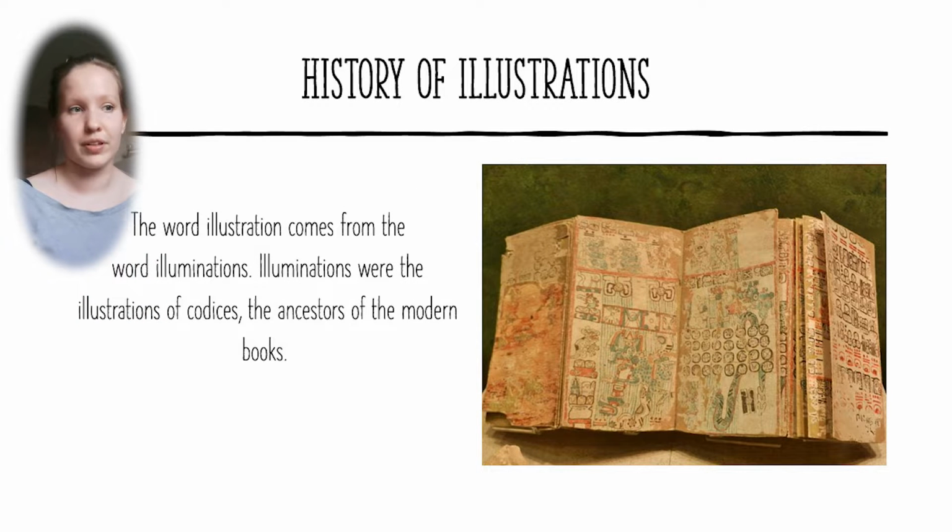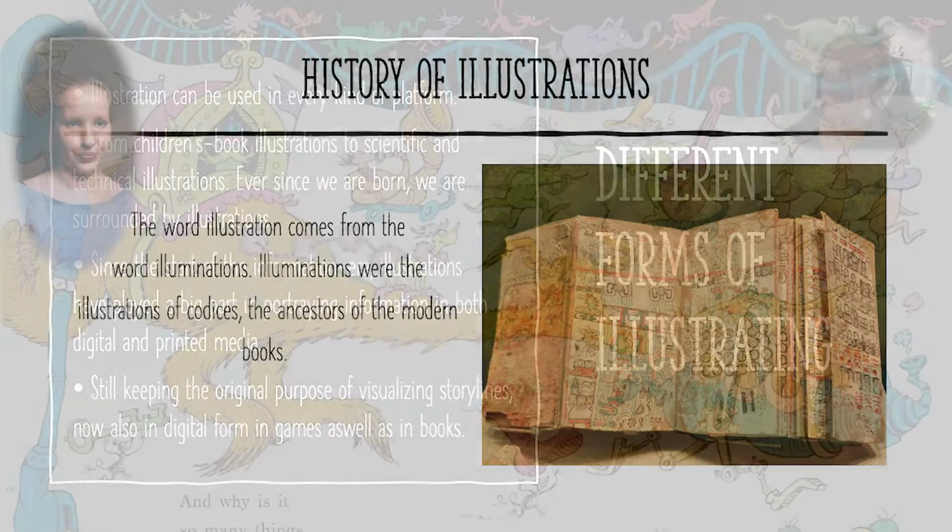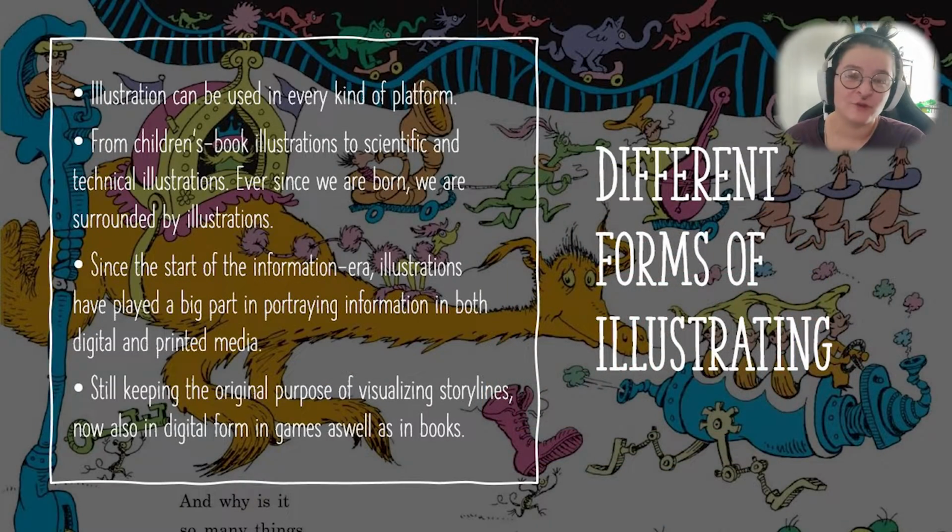So about the history of illustrations. Well, actually the word illustrations comes from the word illuminations. And illuminations were the illustrations used in codices, which are the ancestors of the modern books. So the very first books that have ever been made were filled with illuminations, not illustrations.